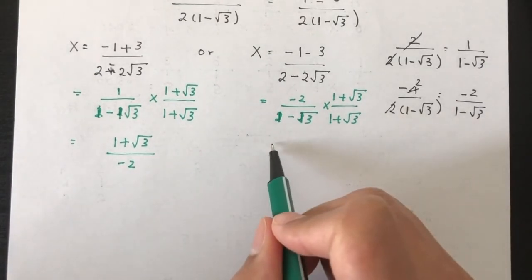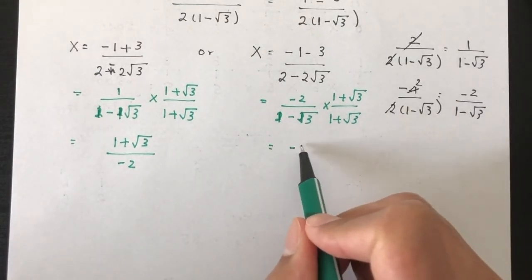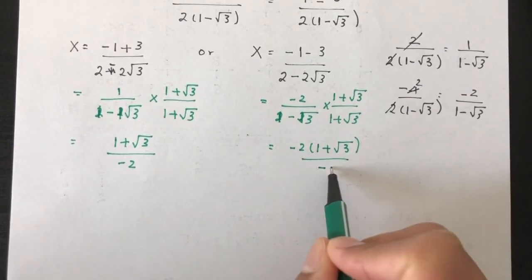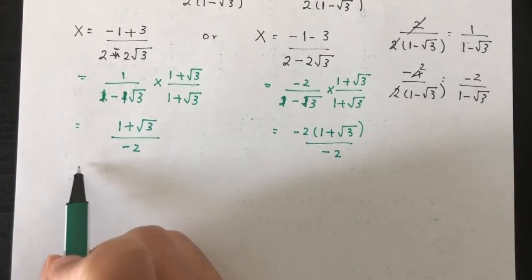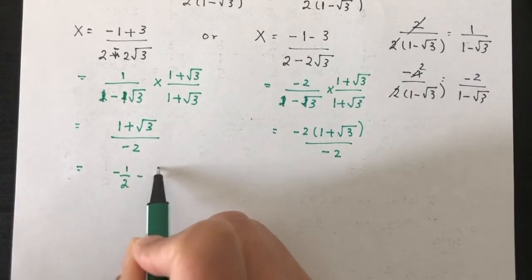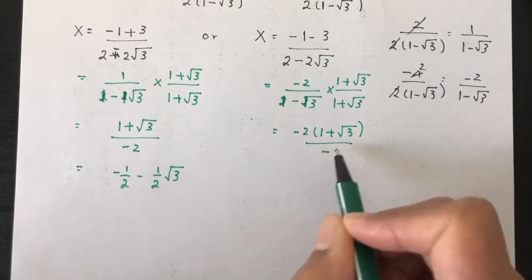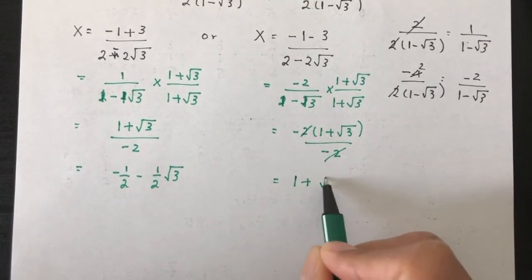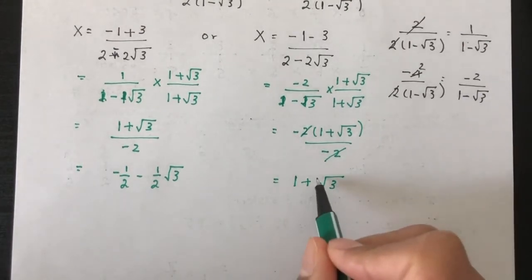This one you will get minus 2, 1 plus root 3 over minus 2. So for this one, your answer looks like minus half root 3. This one will cancel out. It will be 1 plus root 3. Okay, 1 times root 3.